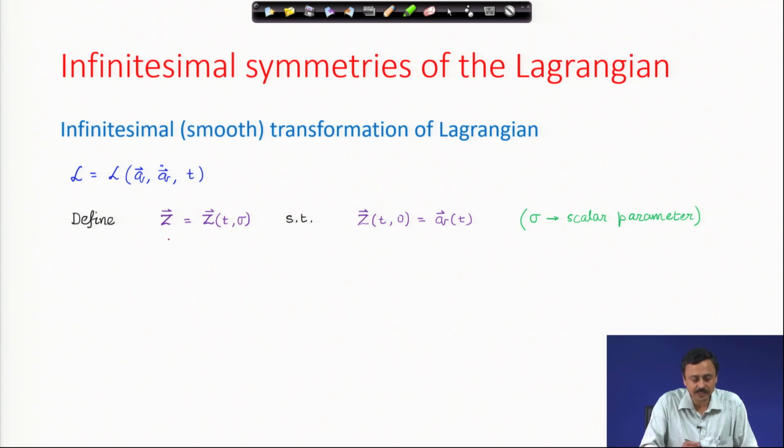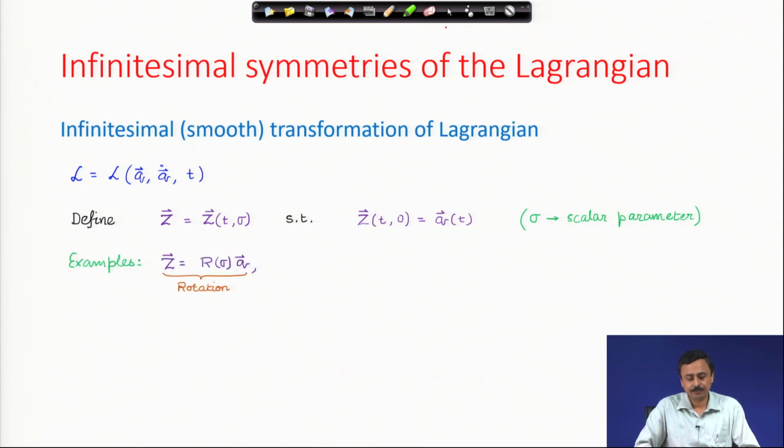You have a new set of coordinates z, which is a function of t and sigma, some scalar sigma, such that z(t, 0), when sigma is 0, coincides with the generalized coordinates that we have. Sigma is a scalar parameter. When sigma is equal to 0, this definition of z will give me my generalized coordinates. But if there is a non-zero sigma, then it will deviate from the generalized coordinates. I will look at some examples.